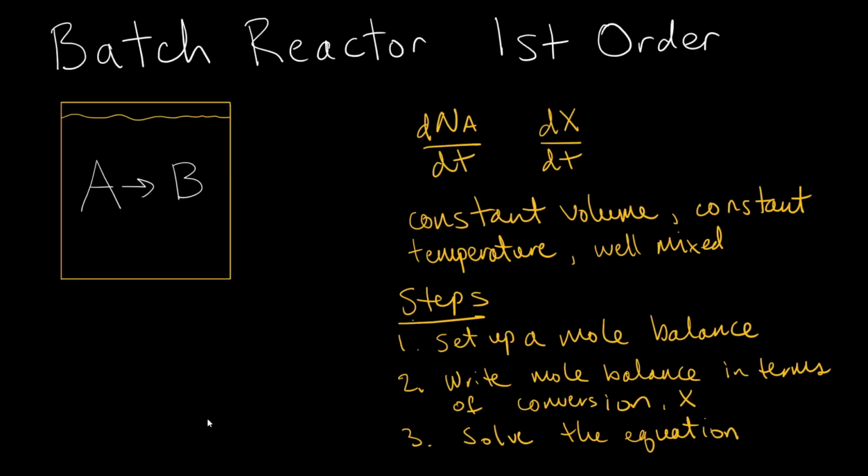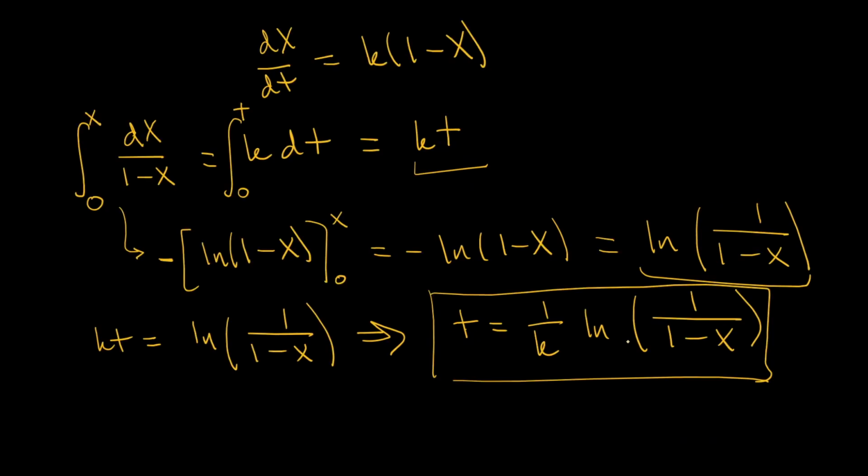So coming back to the original problem setup, again, we have a batch reactor going from A to B. And what we did is we set up a mole balance in terms of dNA dt. Then we converted that mole balance into conversion. So we have a differential equation of x, where again, x is the conversion. It goes from 0 at the starting point of the reaction, when no reaction has taken place, and it goes to 1 when this reaction has fully converted from A to B. And then finally, we solved that equation and ended up with this solution right here.